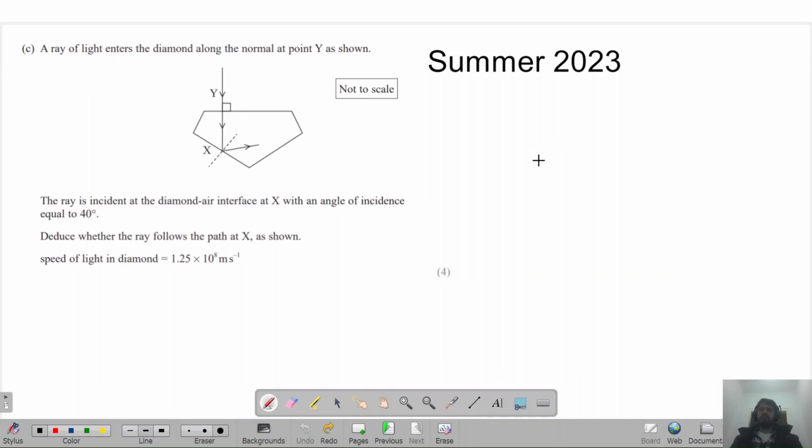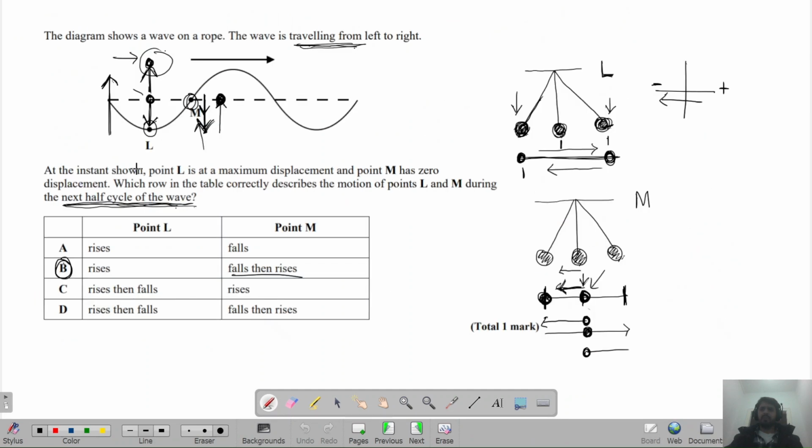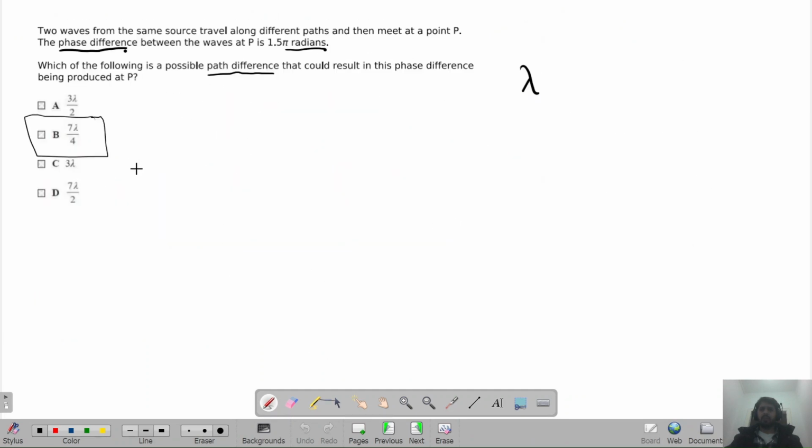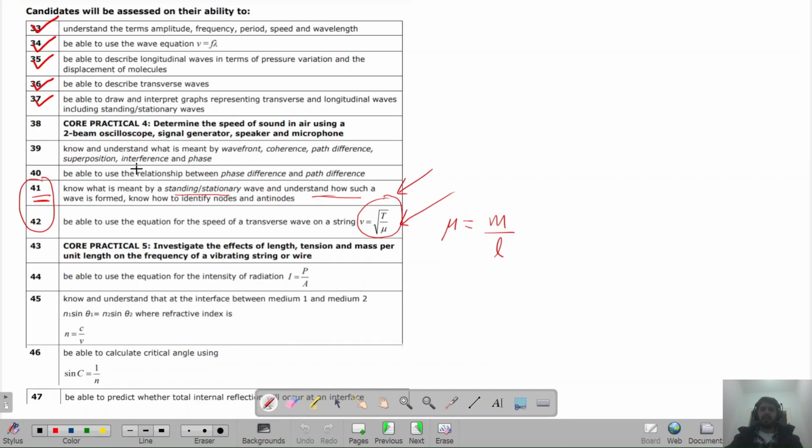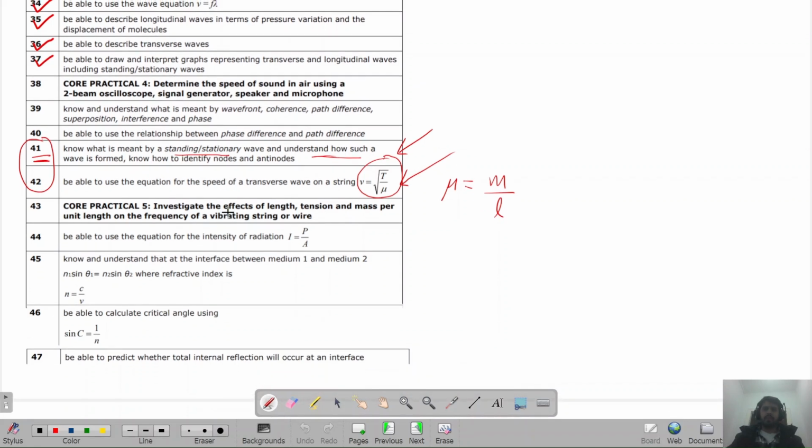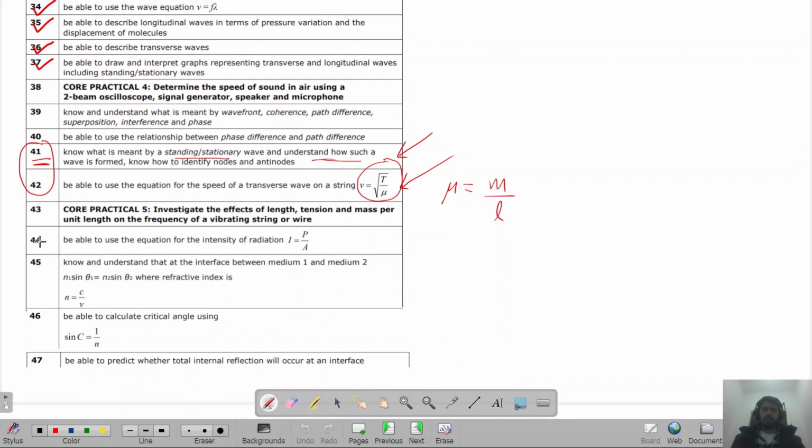Welcome back. Today we will solve two more questions from the chapter Waves. Previously we have solved all of these questions from this chapter, and in the syllabus we are here right now. So in this video we will solve two questions to understand all of these objectives.